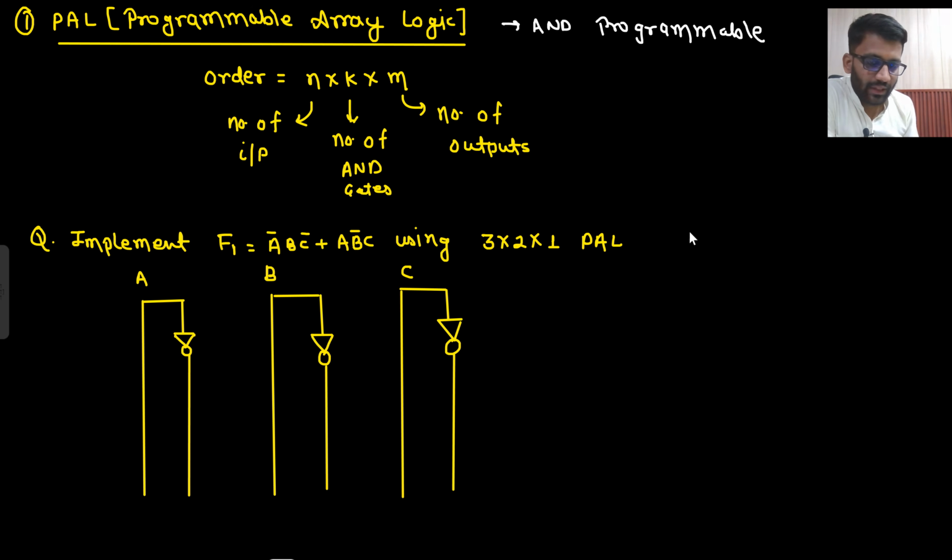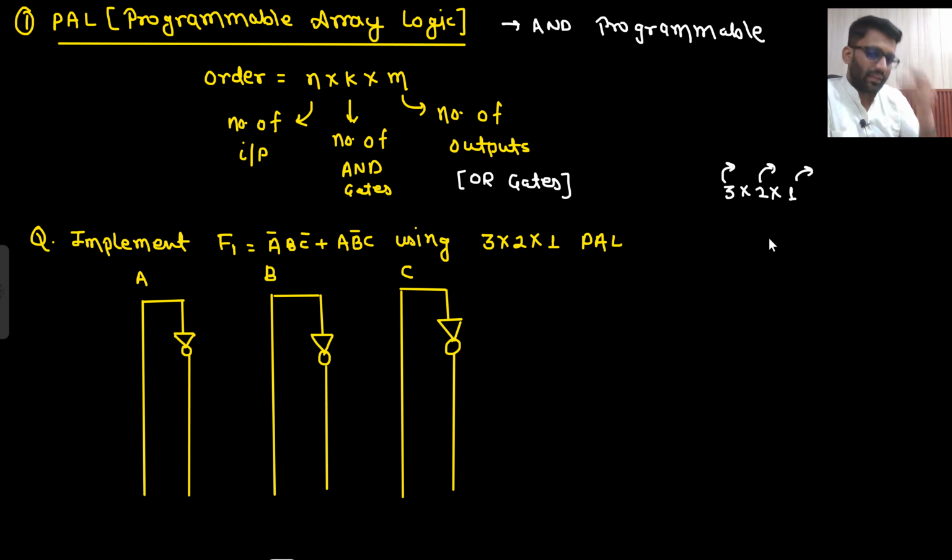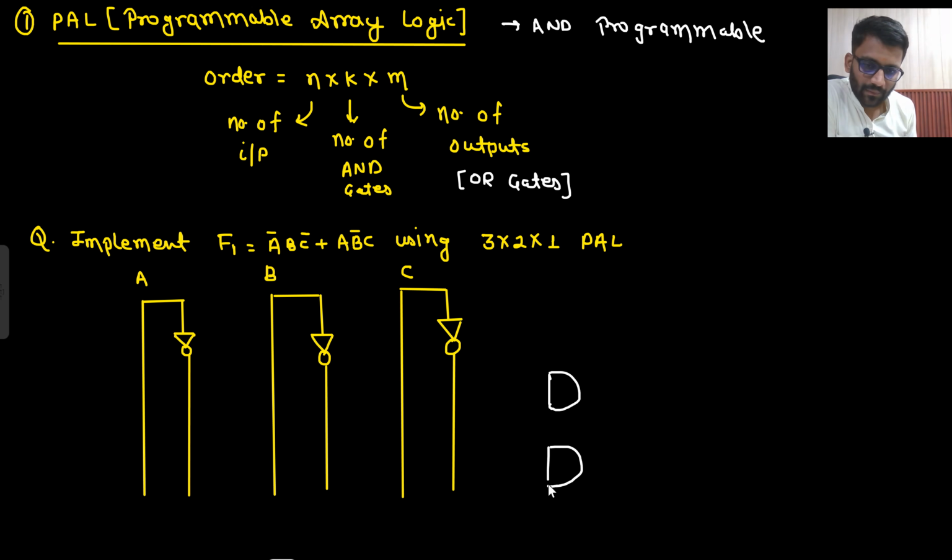So this is the order given, 3 into 2 into 1. What do they mean by that? The number of inputs are 3. The AND gates you are going to use are 2 and the OR gate you are going to use is 1. Number of outputs means basically OR gates. 3 inputs are there, 2 AND gates and 1 OR gate. So basically I am having 2 AND gates and 1 OR gate will be there.